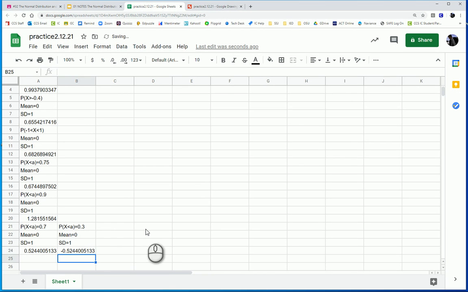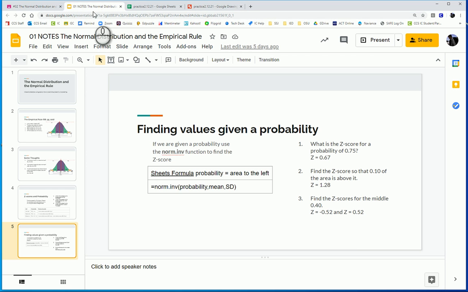And notice, because it's the middle, they're mirror images of each other. So you could have saved yourself some work, since we know that the right bound is positive 0.52 and it's in the middle, the left bound is going to be the same z-score, negative 0.52. Okay, and if you did it right, you would get the same answers here and here, just a negative difference. Okay, so negative 0.52 and 0.52. All right, that should be it.